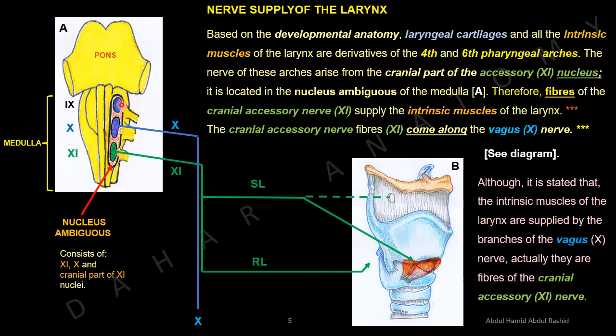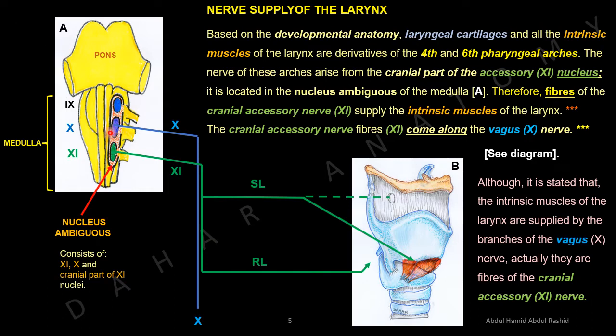The top one is the ninth cranial nerve, that is the glossopharyngeal nerve nucleus. The middle one is the 10th nucleus, that is the vagus nucleus. And the third one, the lowest one, is the 11th cranial nerve nucleus, that is the cranial accessory nucleus.